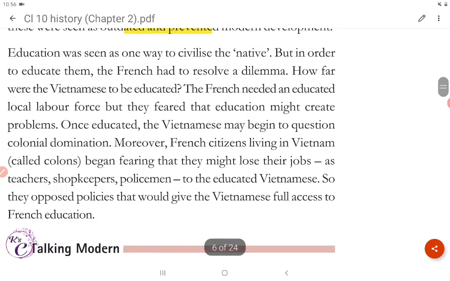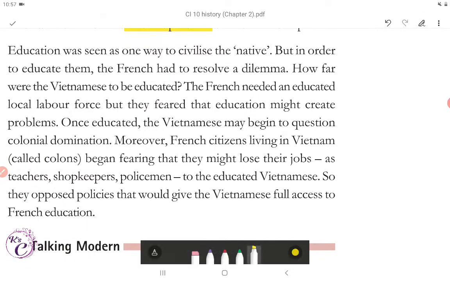Education was seen as one way to civilize the native. But in order to educate them, the French had to resolve a dilemma. How far were the Vietnamese to be educated? The French needed an educated local labor force, but they feared that education might create problems. Once educated, the Vietnamese may begin to question colonial domination.